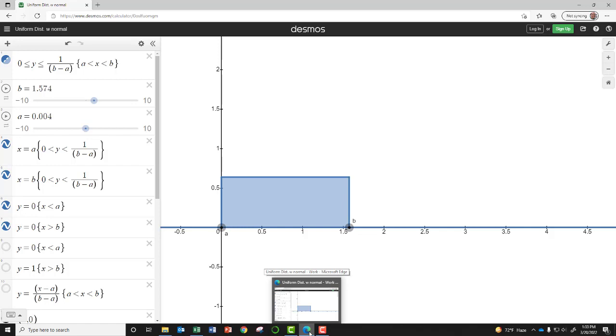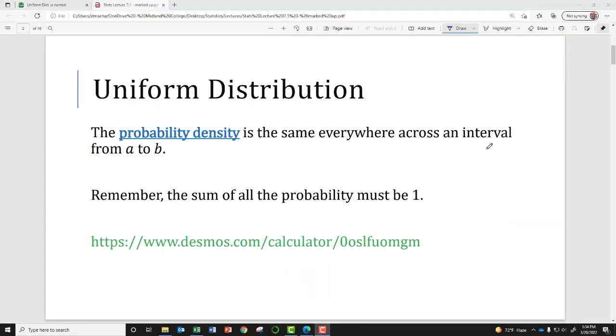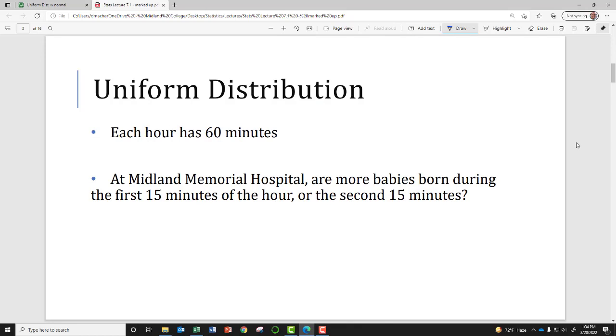Okay, going back to what we had before. You know that every hour has 60 minutes. Let's think about Midland Memorial Hospital, which probably has a maternity ward. Babies can be born any hour of the day, but for any hour you have 60 minutes. So let's say this is 5 p.m. This vertical line represents being exactly at 5 p.m. This would be 5:15. This would be 5:30. This would be 5:45, and this would be the next hour.